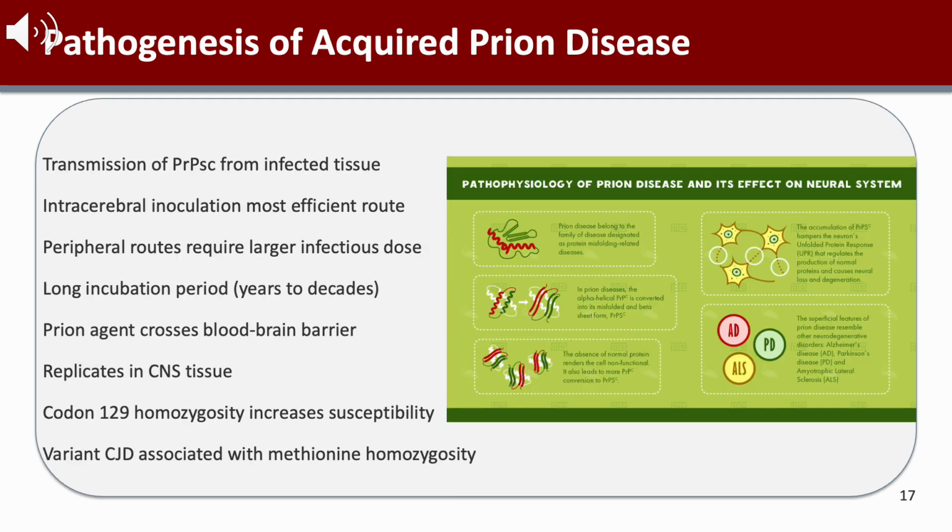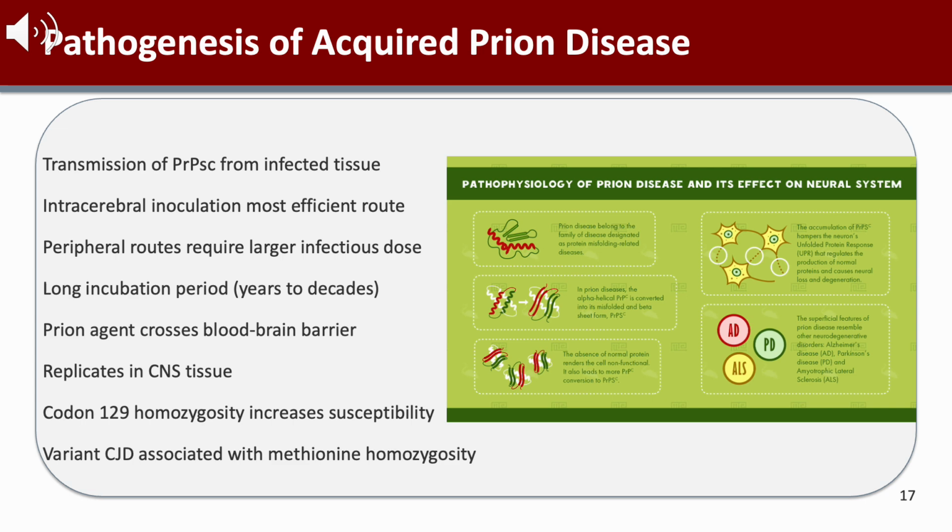Acquired prion diseases result from transmission of the abnormal prion protein from infected tissue to a susceptible individual. The most efficient route of transmission is direct intracerebral inoculation, as demonstrated historically by the transmission of kuru to experimental animals. Peripheral routes of transmission, such as oral ingestion or parenteral injection, require much larger infectious doses and are less efficient. Following exposure, there is typically a long incubation period, ranging from years to decades before symptoms appear. During this incubation period, the prion agent presumably crosses the blood-brain barrier and begins to replicate in the central nervous system.